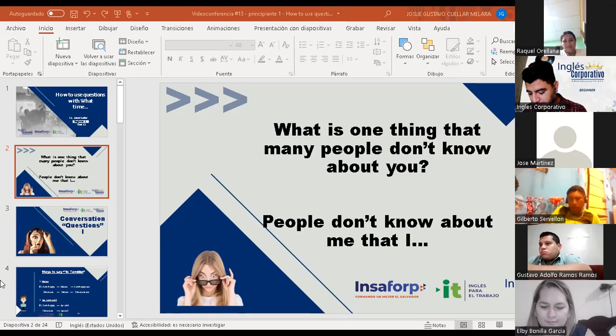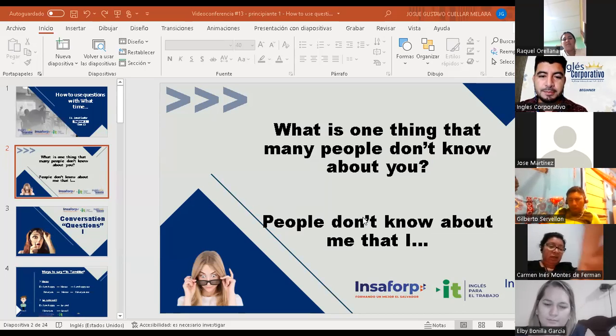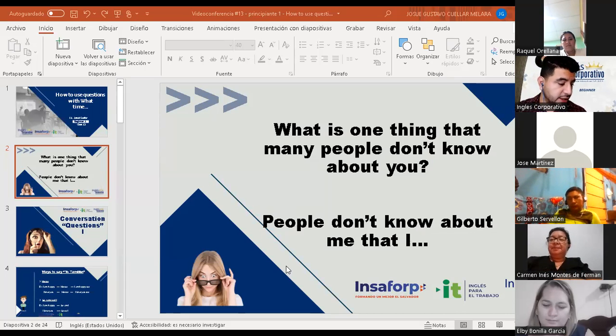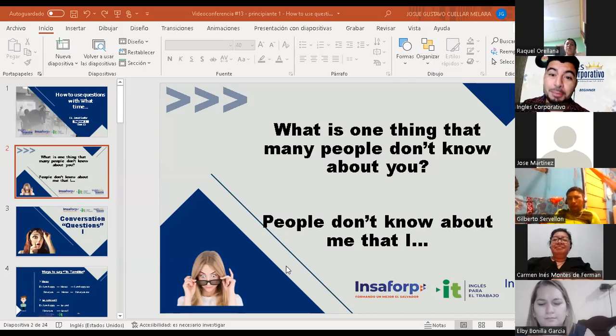Very good opinion. And the last person, we're going to listen to Carmen. Okay, Carmencita? Tell us. The people don't know about me that it is difficult for me to make decisions. Okay, yes, it is difficult. Sometimes we feel the pressure, sentimos presión. We have responsibilities. So yes, sometimes it's kind of difficult to make decisions, but we have to learn how to do it. And sometimes we have to do it fast. A veces lo tenemos que hacer rápido, right? Yes, that usually happens. Okay, thank you, Carmencita. Very good point.